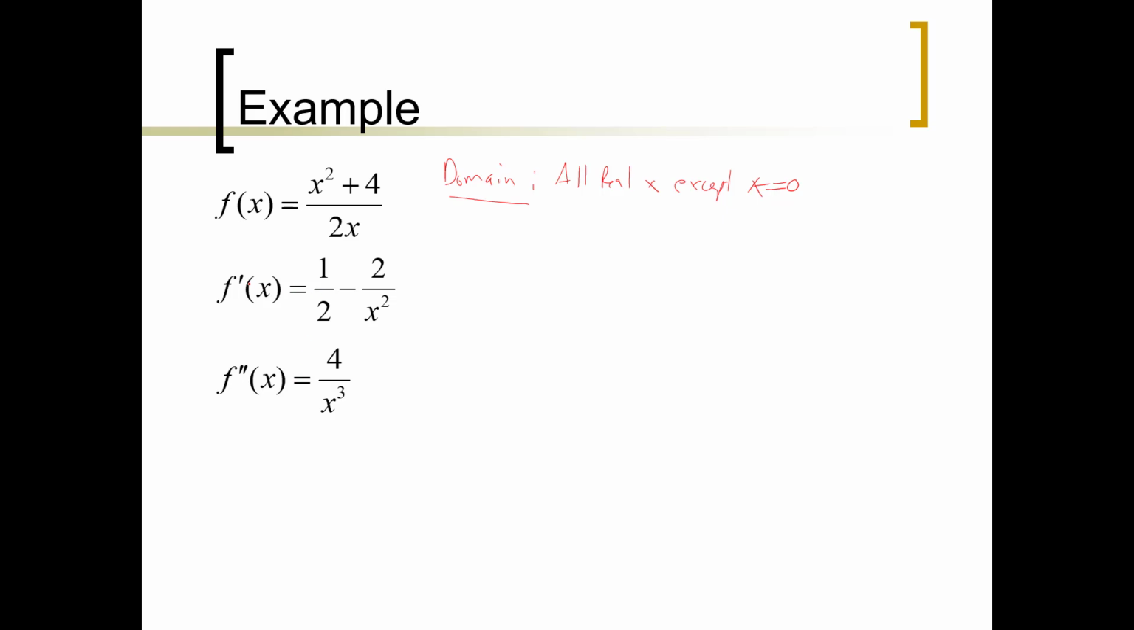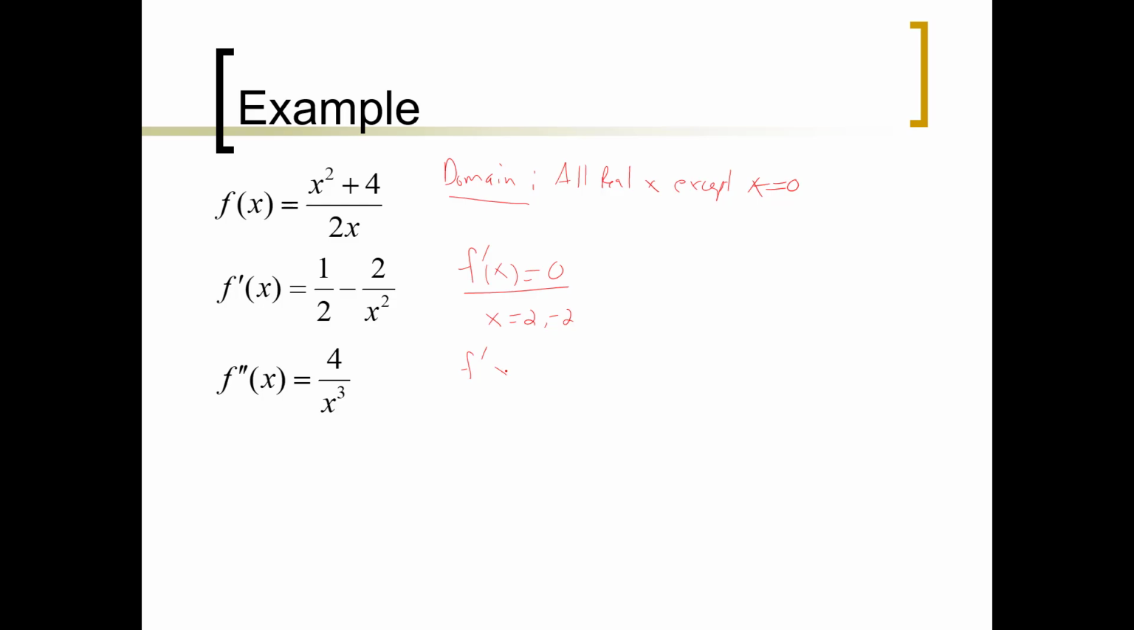I need to know where the first derivative is 0 and where it doesn't exist in the domain of the function. I need to know where the second derivative is 0 and where it doesn't exist in the domain of the function. So let's just do that. Let's find where this derivative is 0, and I'll solve for x. Well, the only way this could be 0 is if x is 2 or negative 2. I'll leave the algebra to you.